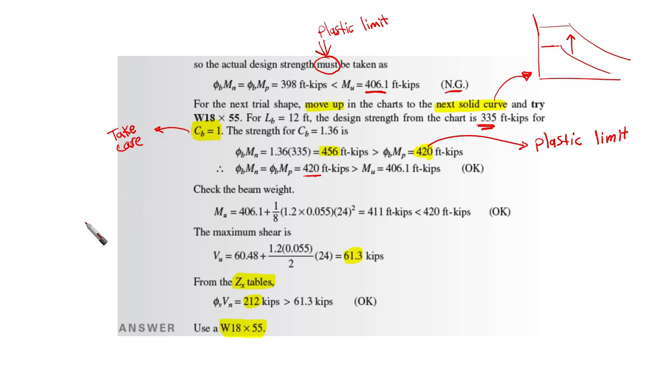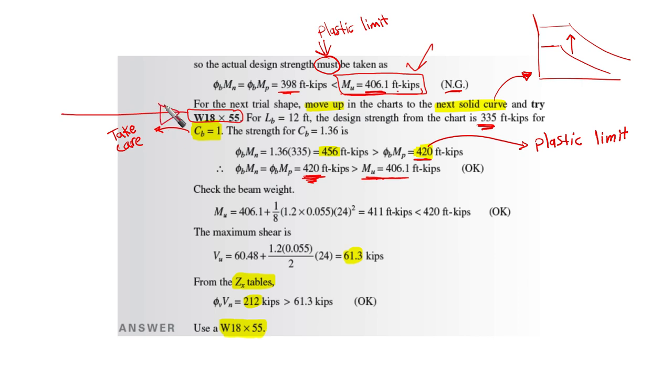So 420 is larger than 406, which is the Mu, the required strength we were talking about. Before, it was larger than 398, but now it is less than 420. So this shape is okay for us now. For flexure, it is going to be okay.